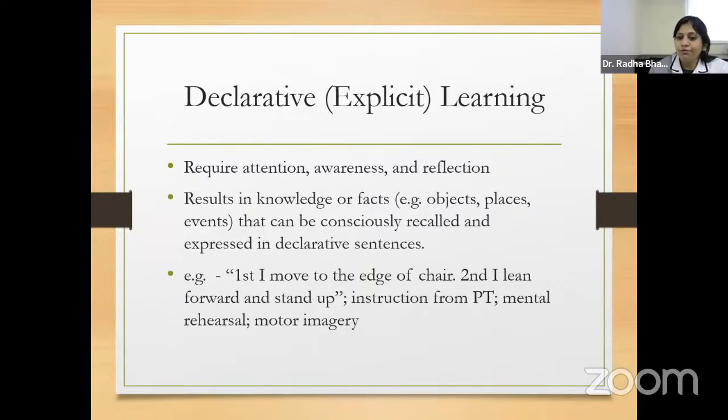The other form of learning was your declarative or explicit learning. This requires attention. So initially we have seen implicit learning, and now we are seeing explicit learning. In implicit learning, we have gone through declarative, non-declarative, and the procedural learning. Next is your declarative or explicit learning.